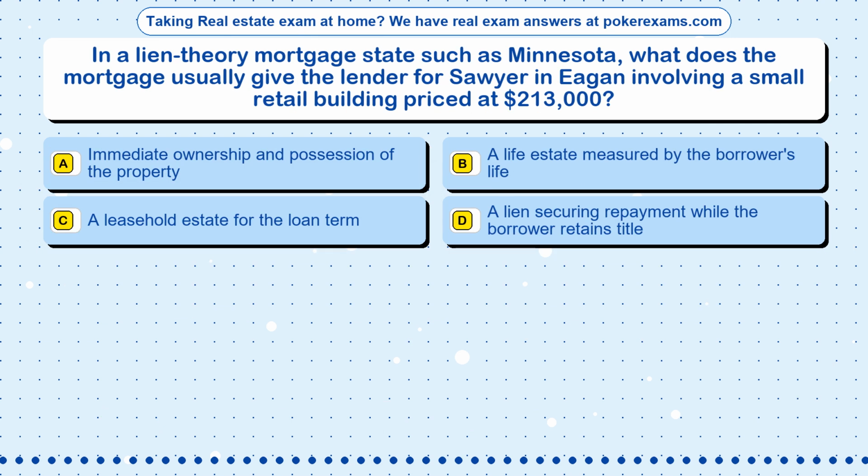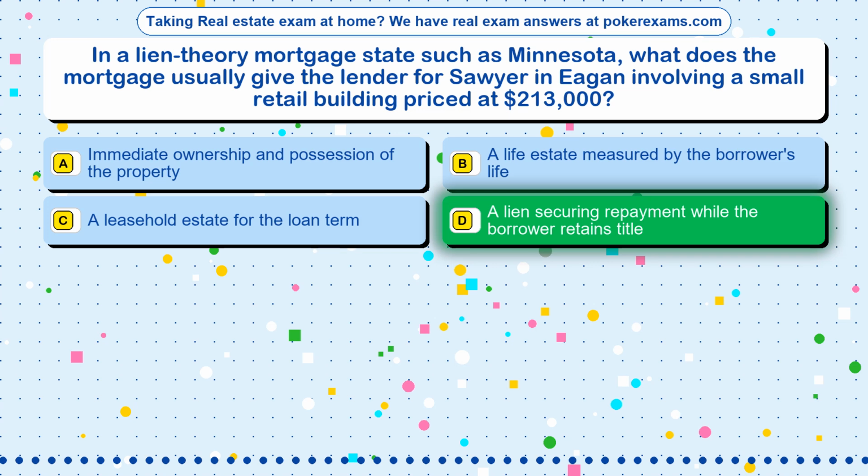Question 12. In a lien theory mortgage state such as Minnesota, what does the mortgage usually give the lender for Sawyer in Egan involving a small retail building priced at $213,000? Option A, immediate ownership and possession of the property. Option B, a life estate measured by the borrower's life. Option C, a leasehold estate for the loan term. Option D, a lien securing repayment while the borrower retains title.